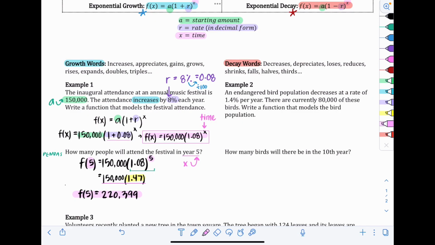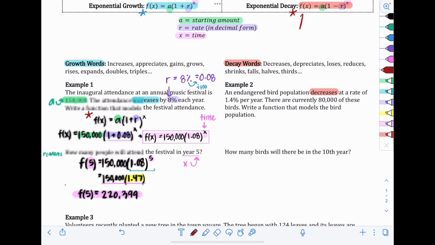Okay, so moving on to example 2, it says an endangered bird population decreases at a rate of 1.4% per year. There are currently 80,000 of these birds. Write a function that models the bird population. So we have to look for one of those keywords that tells us, is this growth or is this decay? It says the population decreases at a rate of 1.4% per year, so that means that it's going down, and we're going to use the decay formula.